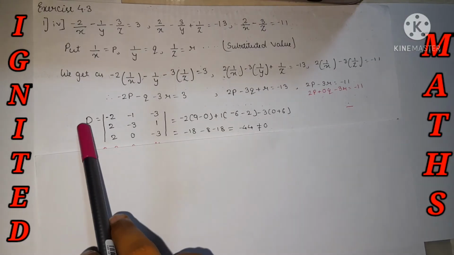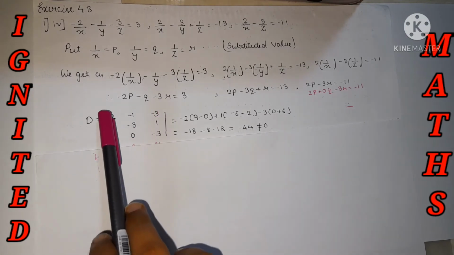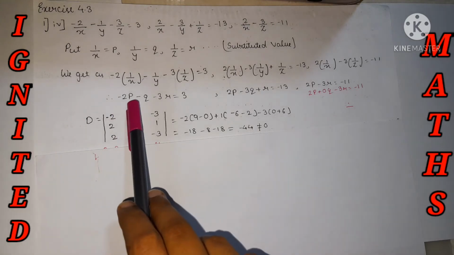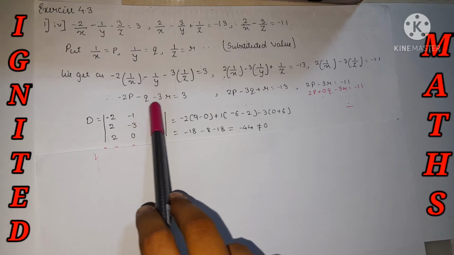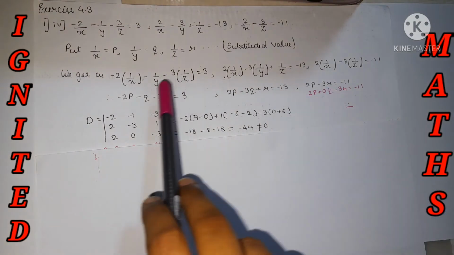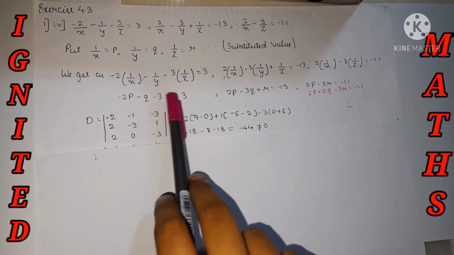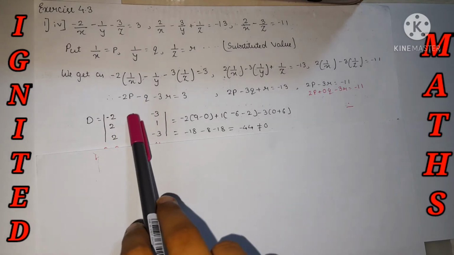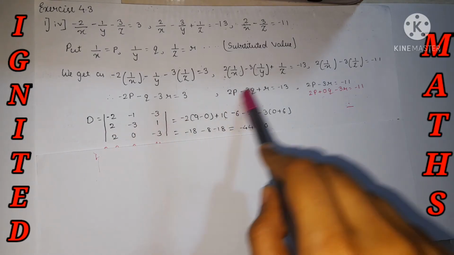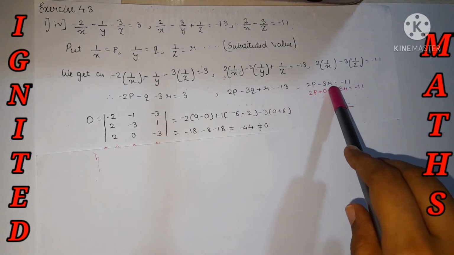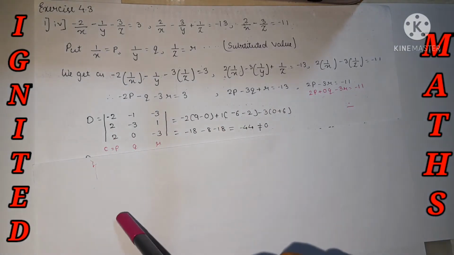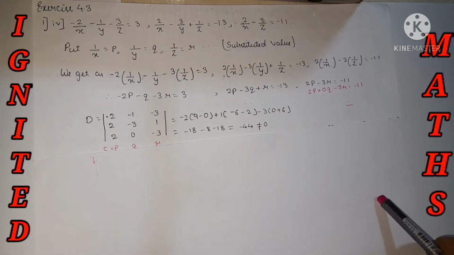For the determinant D, we need to write each and every coefficient of the variables p, q, r from the three equations: first equation, second equation, third equation. In the first equation the coefficients of p, q, r are minus 2, minus 1, minus 3. In the second equation, 2, minus 3 and 1. In the third equation, 2, 0 and minus 3. And we need to find the value of this 3 by 3 determinant.